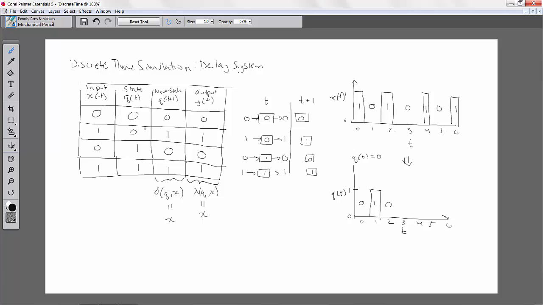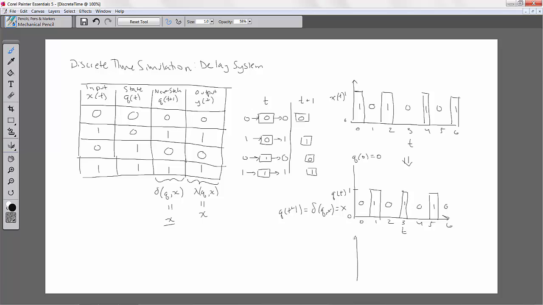Again, input is 1, state is 0, our next state is 1. And in this particular case, because the next state keeps following the input at the previous time step, right? So q of t plus 1 is delta of q and x, in this case is x. This state is just going to be alternating between 0 and 1 to exactly match our input.